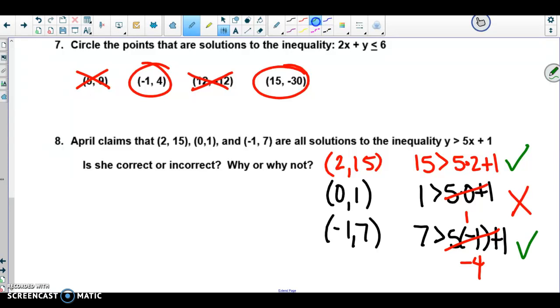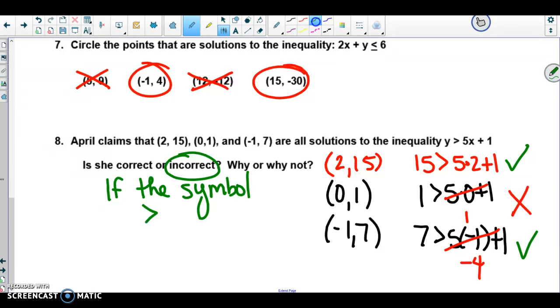So, in conclusion, is she correct? No, she is incorrect because it equals. So if the symbol were greater than or equal to, she would be correct. Okay, but because it's not, it's not going to work.